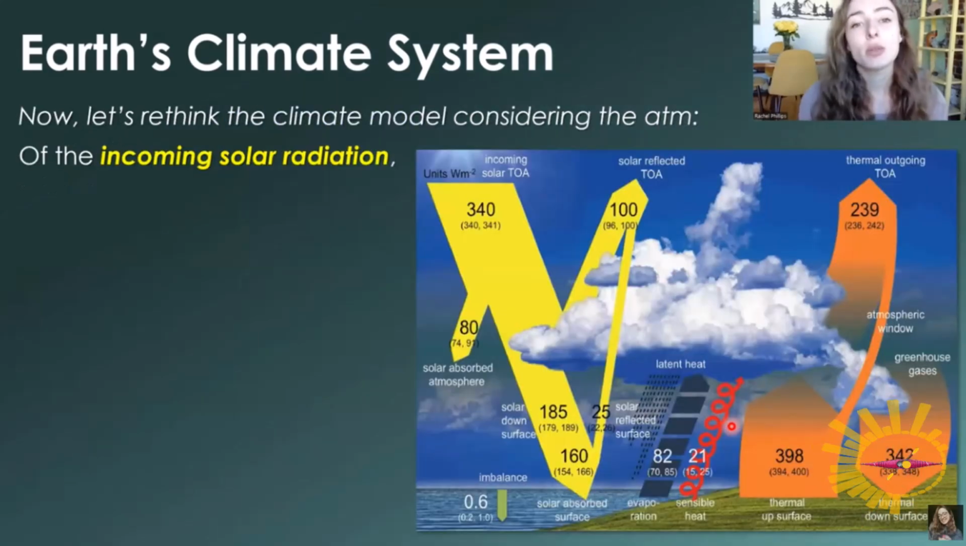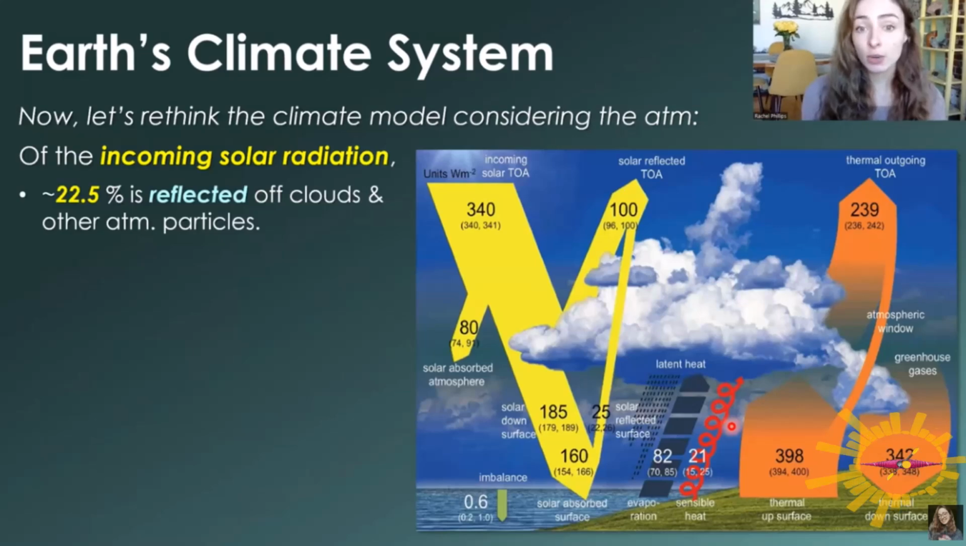So now let's rethink our model while considering the atmosphere. Because greenhouse gases do play a big role, but they're not the only thing in the atmosphere that affect the in versus out scenario. For example, there is a lot of incoming solar radiation that is reflected off of surfaces like clouds and other atmospheric particles. Therefore, the in is not unaffected by Earth's atmosphere by any means.